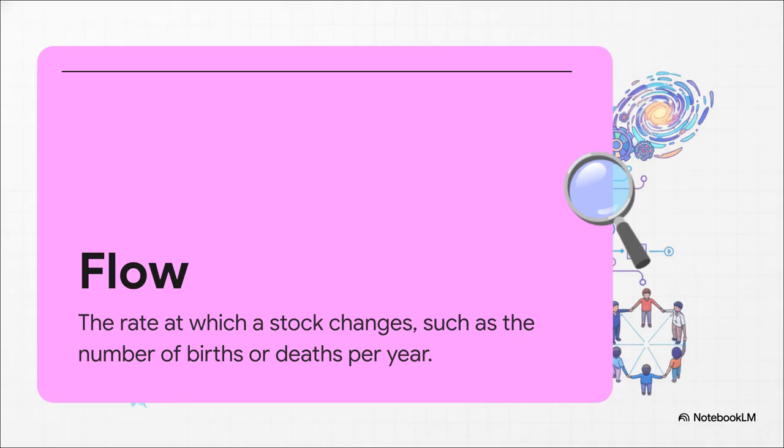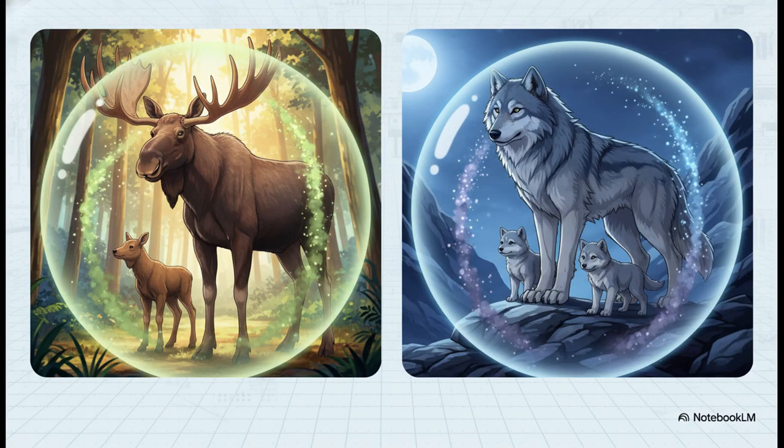See? Simple. Now, here's the key thing to get right. Each population, each stock, has its own flows. The moose stock goes up with moose births, down with moose deaths. And it's the exact same story for the wolves. So right now, they're basically two completely separate systems. But what happens when we finally connect them?